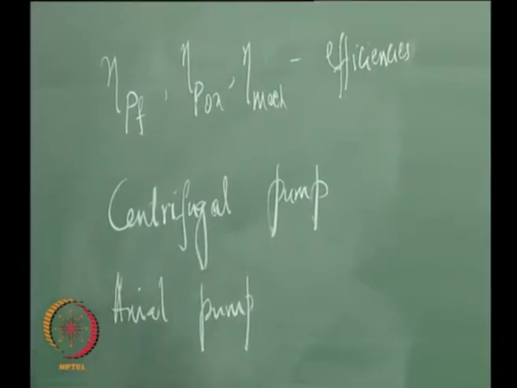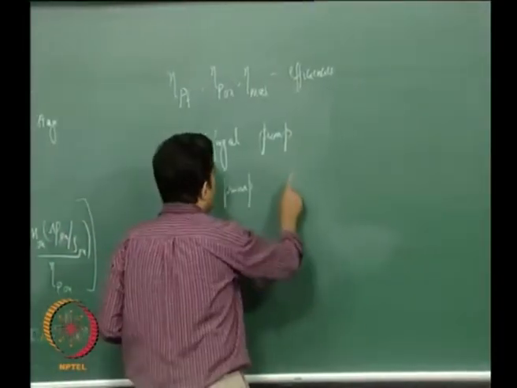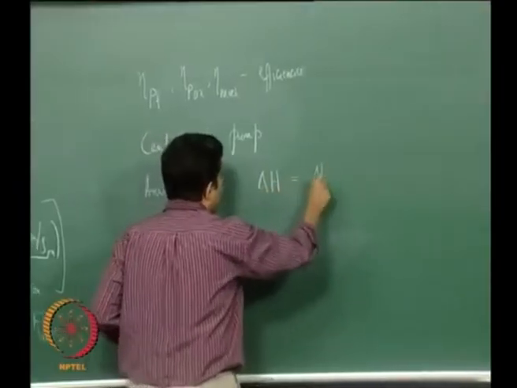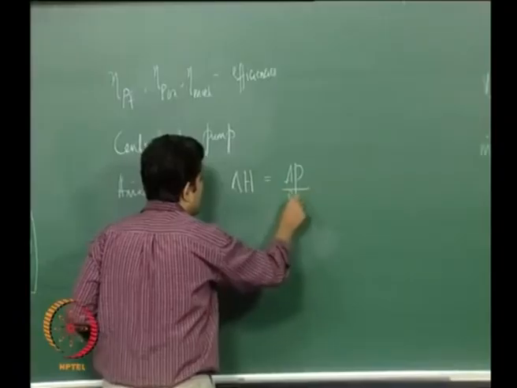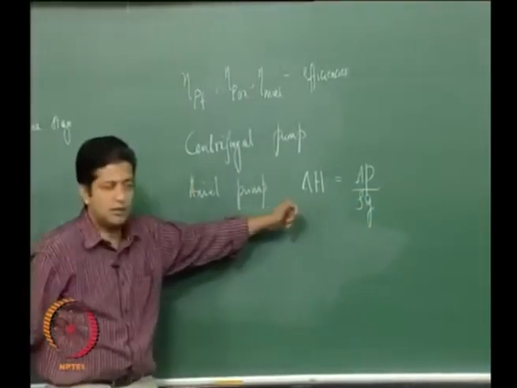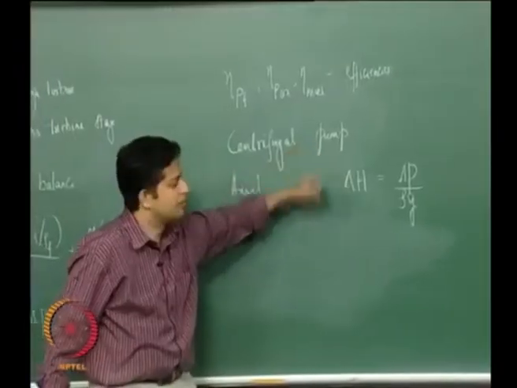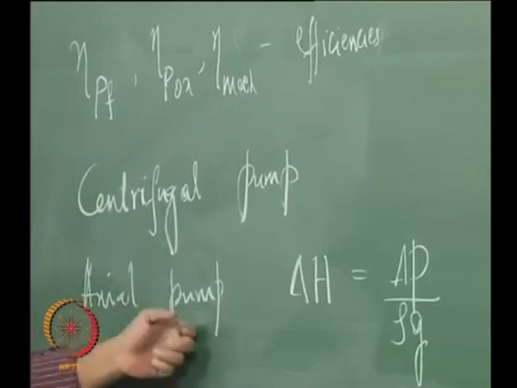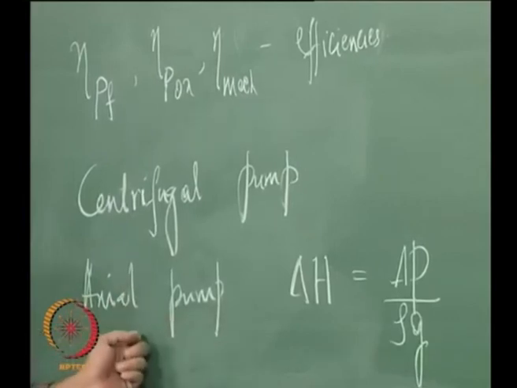Okay. So, delta H or head is nothing but delta P by rho into g. So, if head required is high, then you go in for a centrifugal pump, but if head required is not so high, whereas your flow rates are very high, then you go for an axial pump.